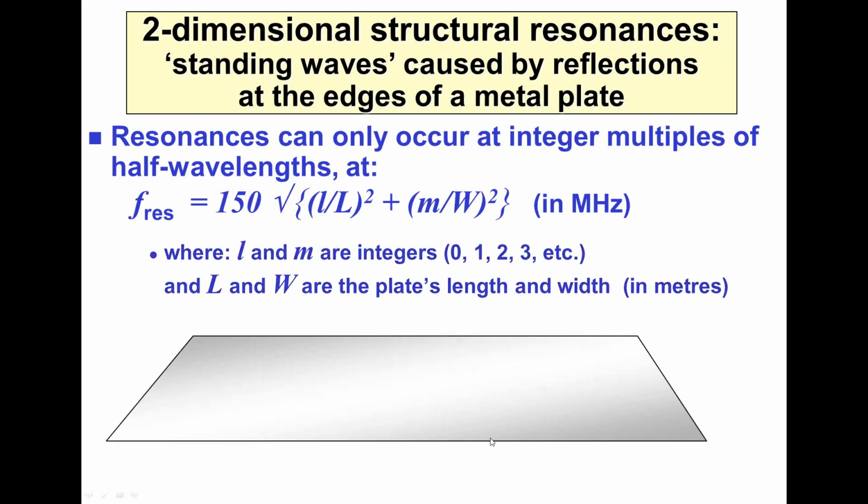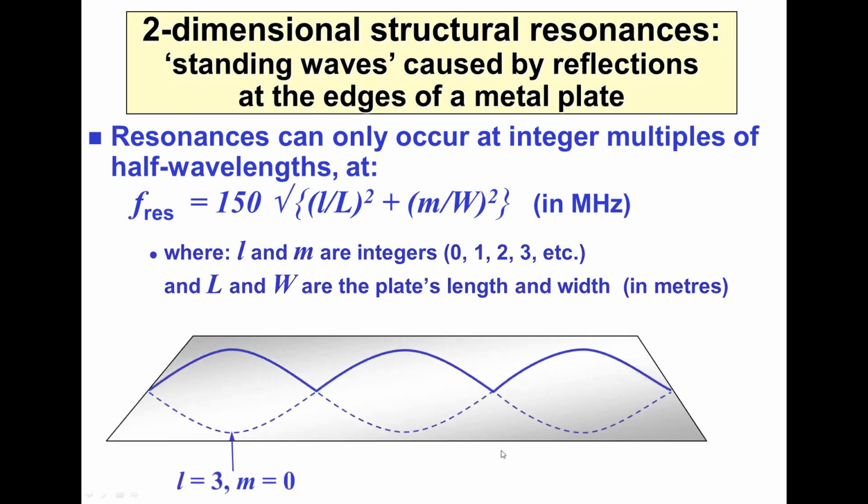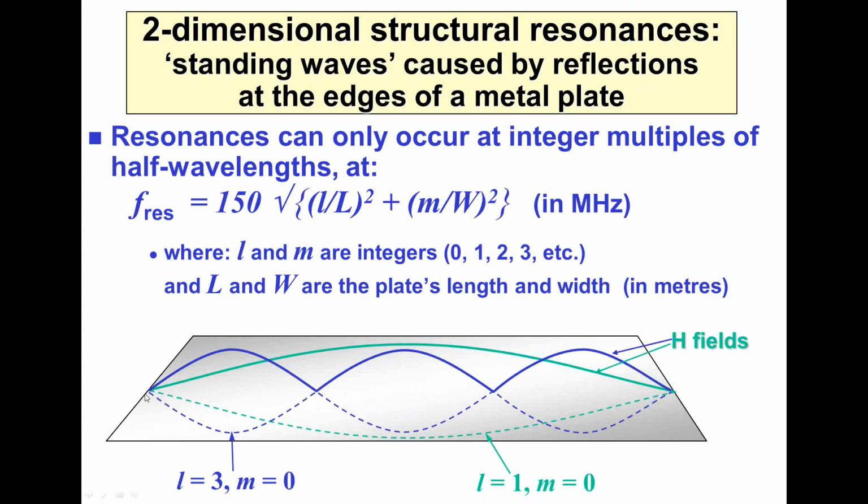So, for instance, here's a plate, and if we could see the magnetic fields at the 3 naught, that's 3 half waves long length and none across the width, then we can see we've got a resonance of 3 half waves. There's the 1 naught node. Magnetic fields, so of course they must be a minimum at the edge where you launch off into space, because this is a low impedance, this is a high impedance, so it's a minimum.